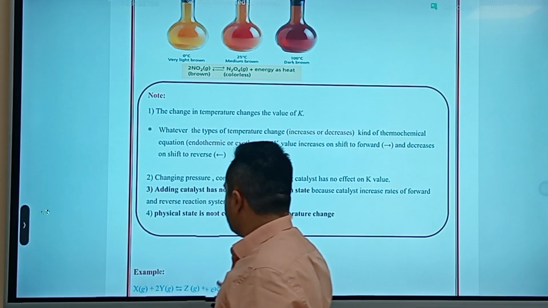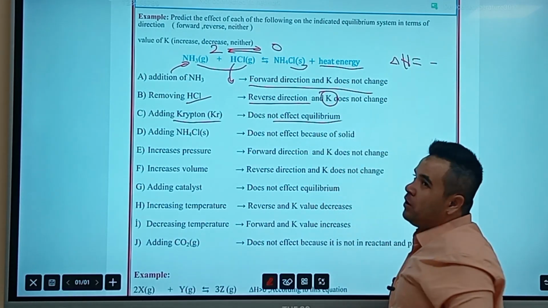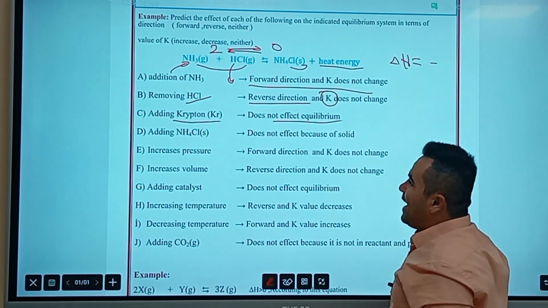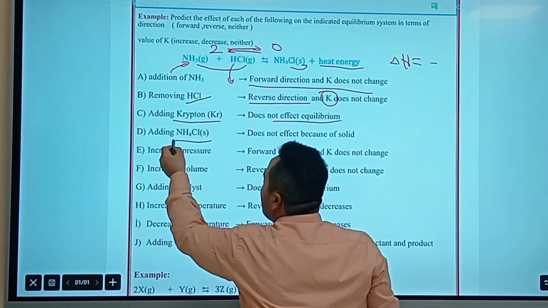Or does not shift the equilibrium system. Adding NH4Cl.